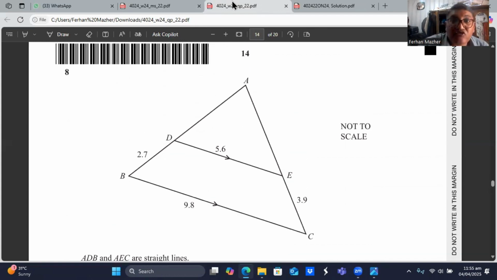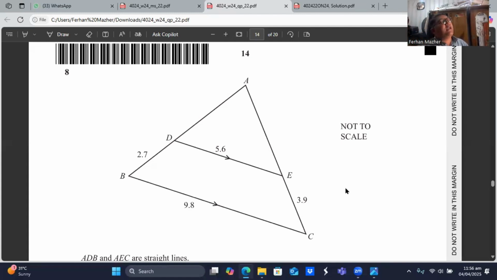Here we have a triangle ABC and a triangle ADE. The DE side and the BC side, according to this diagram, are parallel to each other. So this small triangle and this big triangle are similar to each other. So whatever is the ratio between the DE and the BC, same is the ratio between the AD and the AB, same is the ratio between AE and the AC.